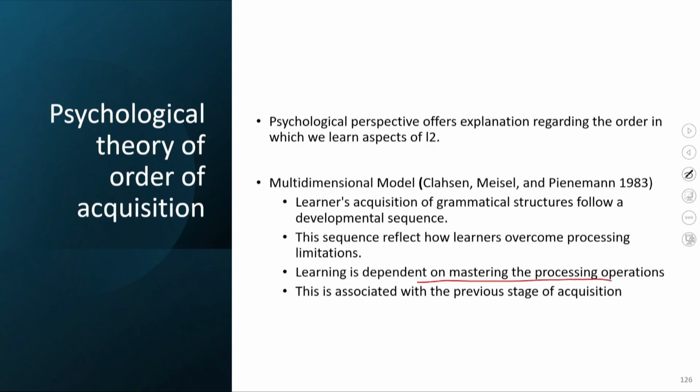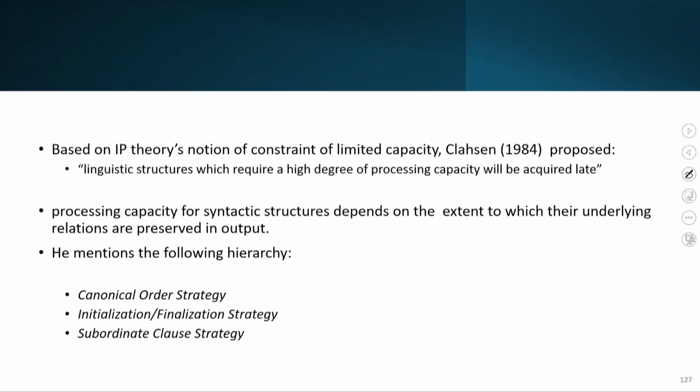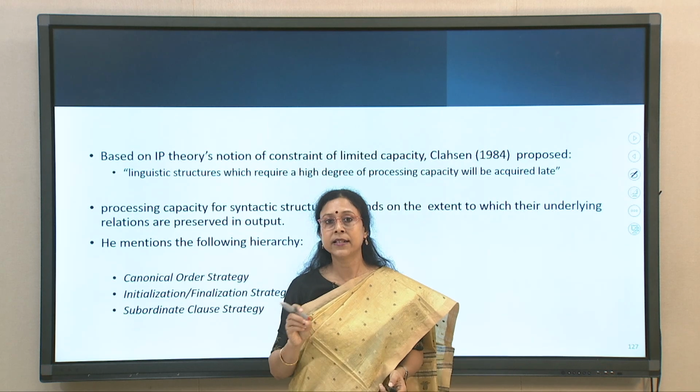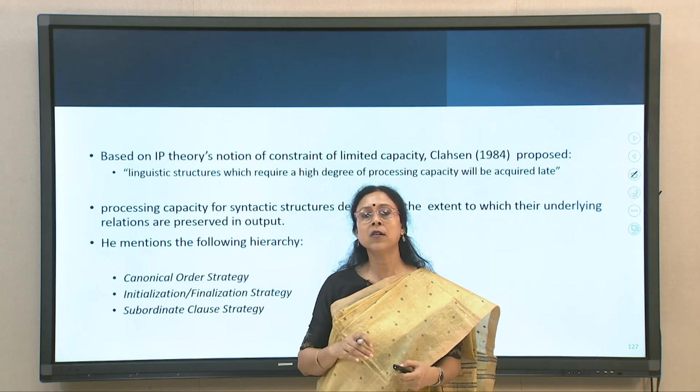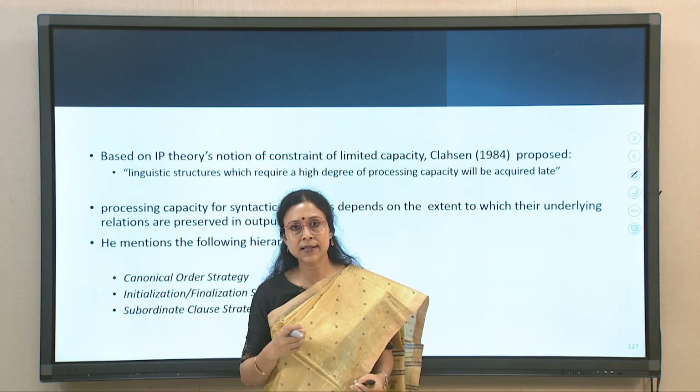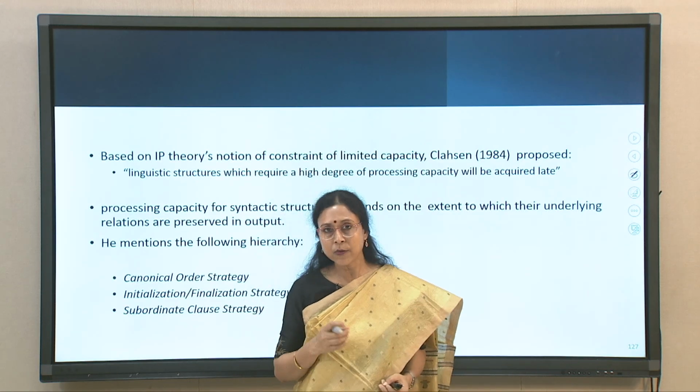So, once you have mastered processing level 1, let us say the auxiliary, and that part is taken care of, you move on to the next stage. So, it is basically about mastering processing difficulties rather than being based on any kind of internal rule as proposed by universal grammar. It is based on IP theory's notion of constraint on limited capacity. Why limited capacity? Because our controlled processing needs a lot of attention. So, attentional allocation is very high for controlled processing, as a result of which we cannot attend to a large number of things equally well at the same time. So, we need to optimize.